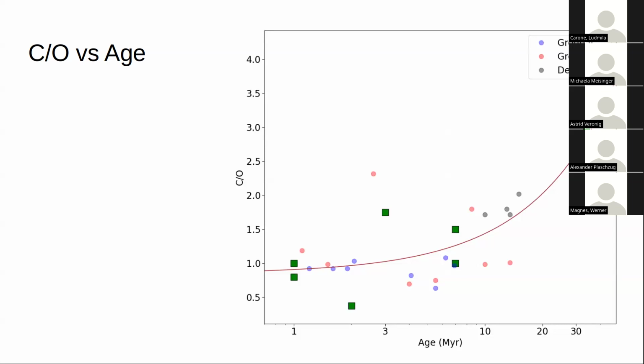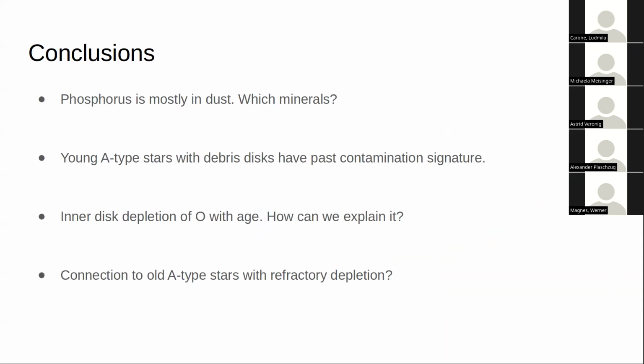Okay, I think I am almost at the end, or at the end. So I will conclude my talk. One of the things that we looked at is that phosphorus is mostly in dust. We know something about which minerals it should be in, but it's still, I guess, a work in progress. We also know that A-type stars, the young ones, do show contamination from their earliest, protoplanetary disk. We also see the depletion in oxygen with age, but we need to think about how we can extend it.